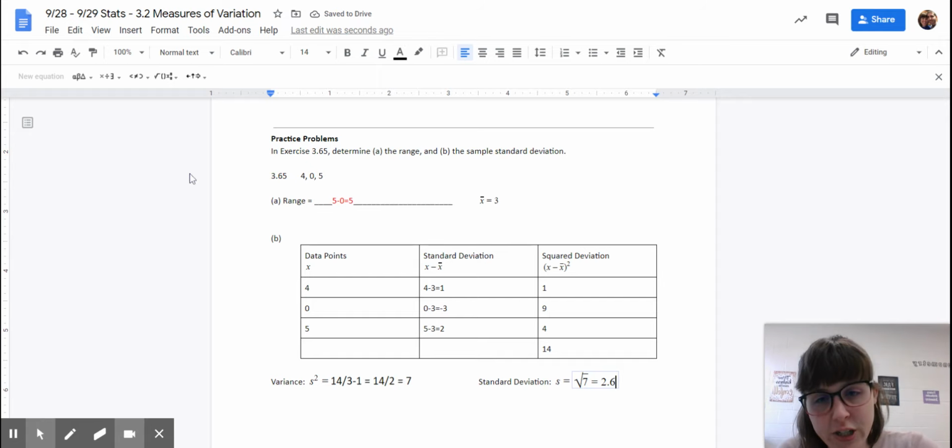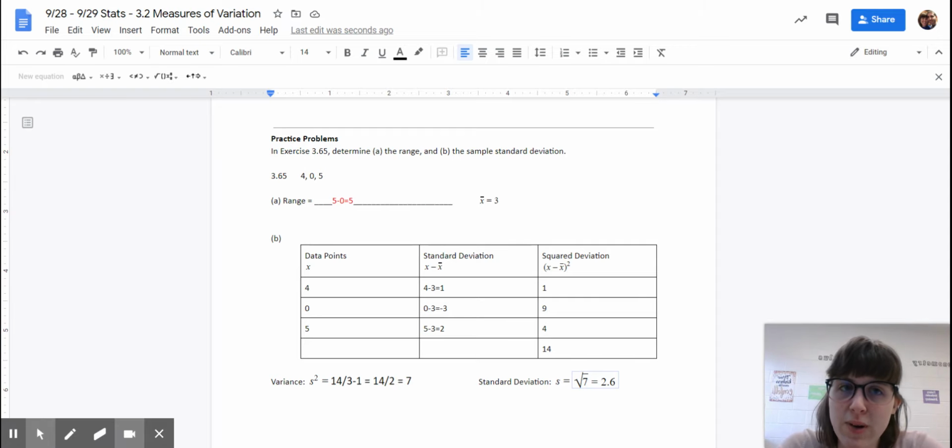So that is what you're going to do for your homework today. You're going to first find the range, so biggest minus smallest, then find the average, which is adding them all up and dividing by how many there are. Then you're going to fill in this table about deviation and squared deviation. You're going to use the sum of the last column and divide that by 1 less than the sample size to get your variance. And then for standard deviation, you take the square root of that.